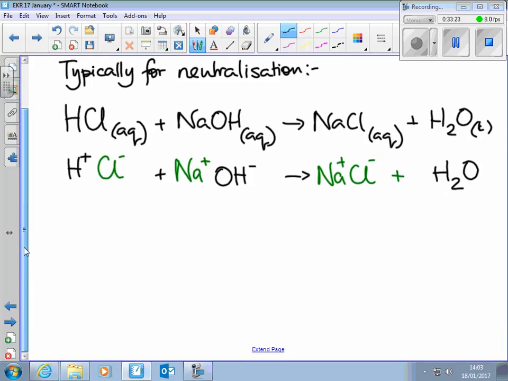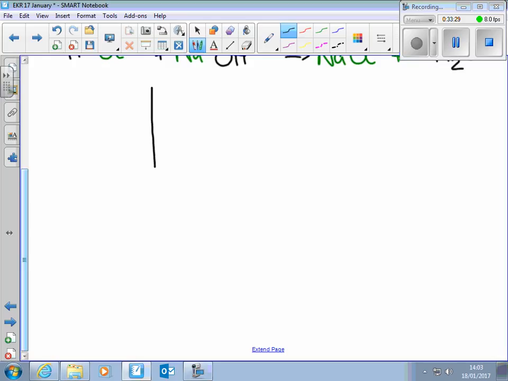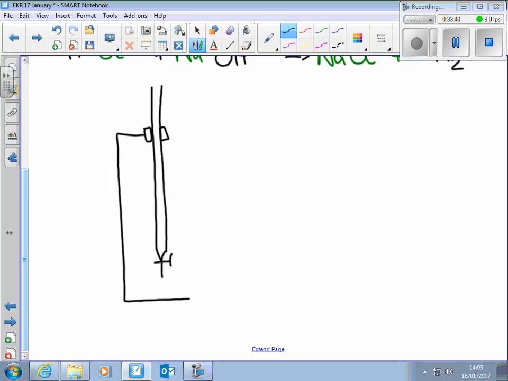And a reminder, all the usual sort of technique bits with the burette. So you've got your burette with its tap in its stand. The acid usually goes into the burette. And the acid we are going to know the concentration of. So the acid's going in here. We are given hydrochloric acid at a concentration of 2 moles per decimeter cubed.